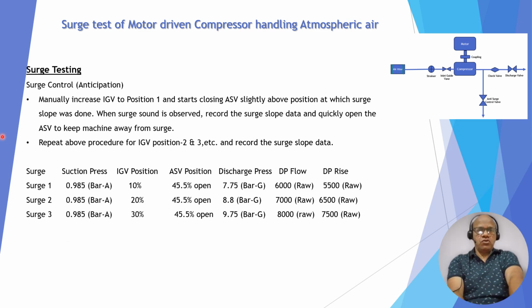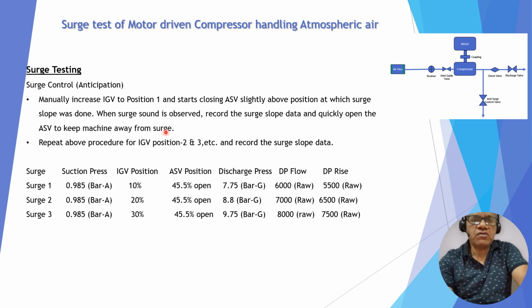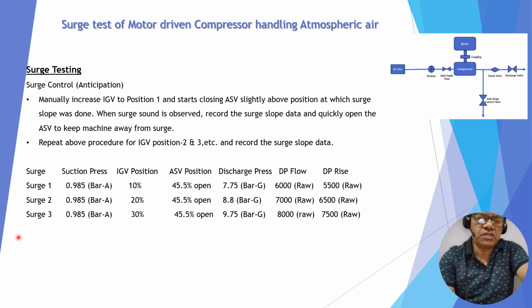Now, surge control or anticipation. Manually increase the IGV to position 1 and start closing the ASV slightly above the position at which the surge slope was recorded. When surge sound is received, because you will also see a slight sound on the surge, record the surge slope data and quickly open the ASV to keep the machine from the surge. Repeat the above procedure for IGV positions 2 and 3 and record data. So you will see the different surge data, surge 1, 2, 3. These are 3 points of the surge.